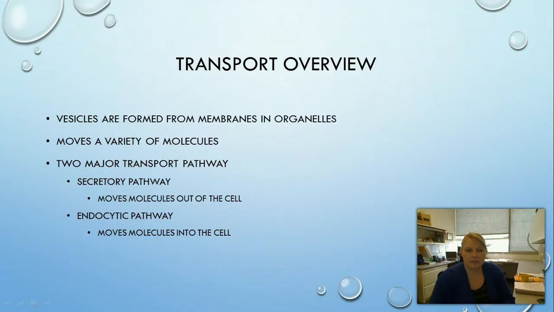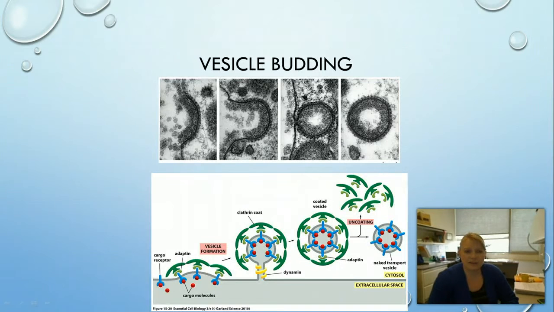So vesicles are formed from membranes and organelles. We talked about this before, when we were in chapter 11, talking about the formation of membranes. They are essentially little sacs, and they can contain a variety of molecules. And there's two main pathways that use these vesicles. There's the secretory pathway, which moves molecules out of the cell, and there's the endocytic pathway, which moves molecules into the cell. Sometimes you'll hear the secretory pathway listed as the exocytic pathway, but for our case, we're going to use the term secretory.